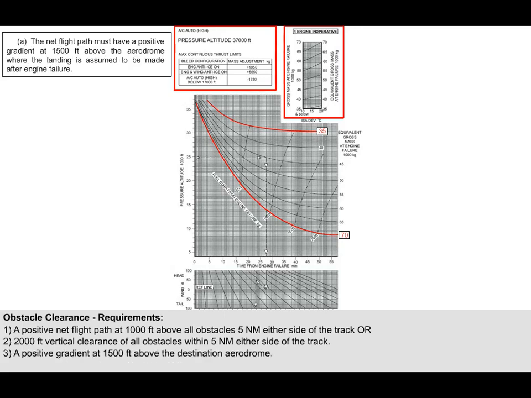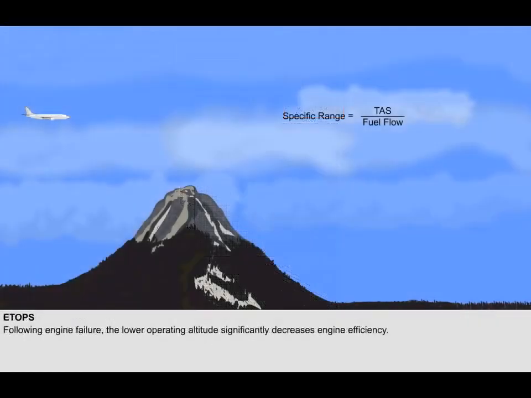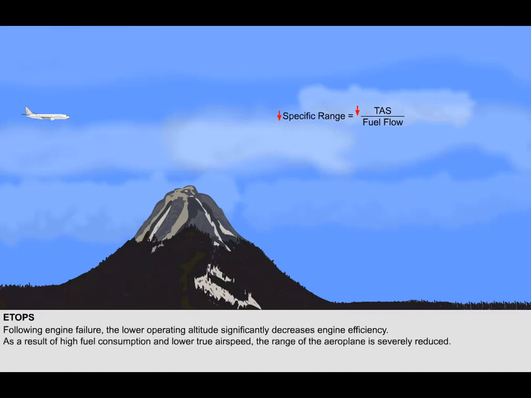The last of the regulations states that the aeroplane must have a positive gradient at 1,500 feet above the aerodrome where the landing is assumed to be made after engine failure. After engine failure, the lower operating altitude significantly decreases the engine's efficiency. So much so that the fuel flow on the remaining engine is almost as much as the fuel flow with both engines operating at high altitude. This fact, together with the reduced true airspeed, means that the specific range is dramatically decreased.